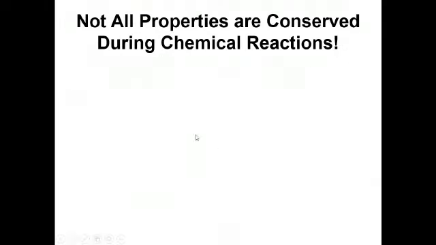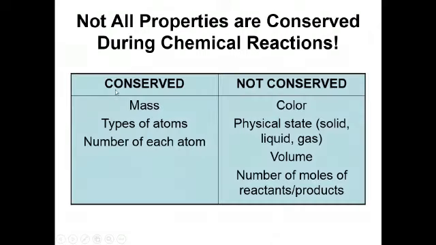Not all properties are conserved during a chemical reaction. The conserved ones are the mass, the types of atoms, and the number of each atom, while the properties not conserved are the color, the physical state (solid, liquid, or gas), the volume, and the number of moles of reactants or products.